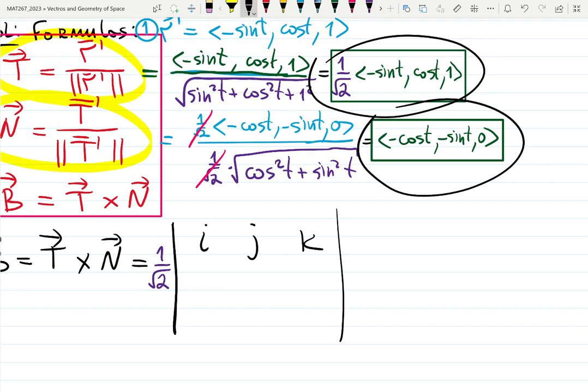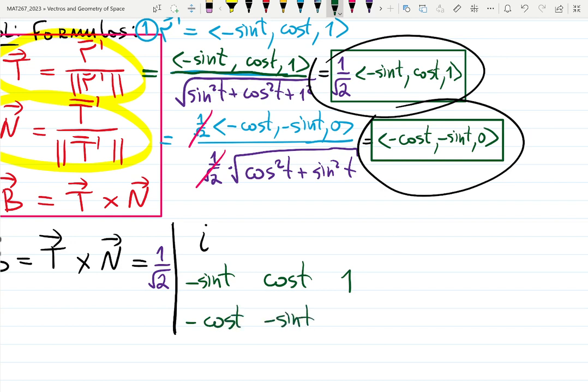And now we're going to have, in green, 1, minus sine t, cosine t, and 1, and minus cosine t, minus sine t, and 0. I, J, K, like so. And you calculate that. What do you think about this before I move on? Yes?